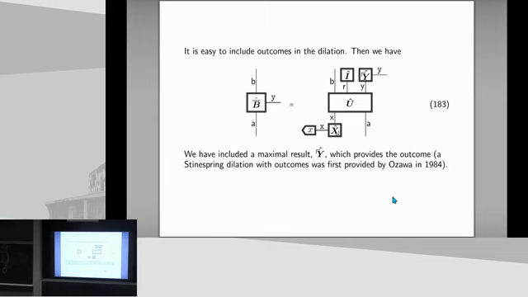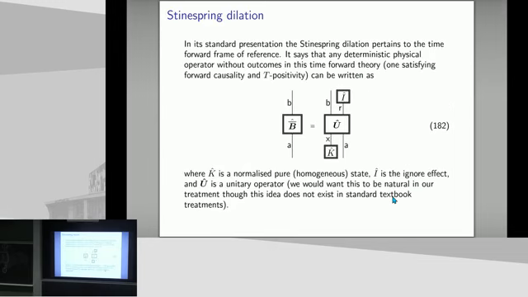What did the bar mean? I forgot. Remember the bar, I used it before to represent when you're in the time-forward picture? Okay. Yeah, so that's what it is.